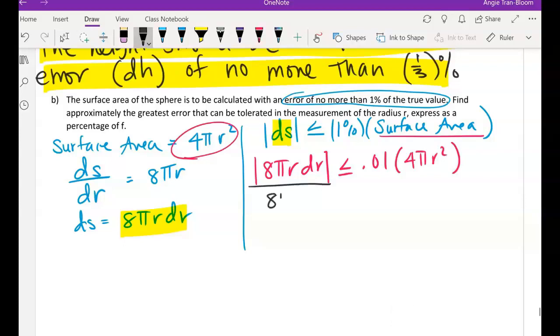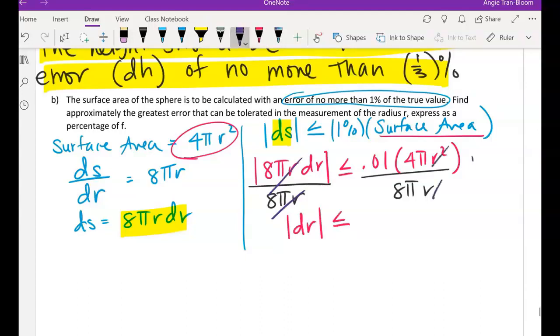Divide both sides by 8 pi r. With that, we can cancel out that and that. We currently have dr left by itself. Let's cancel some things on this side. I have 1 r left on the top. A pi and the pi will be gone. A 4 and the 8 will give me 2. So that will leave me 0.01 over 2 of the radius.